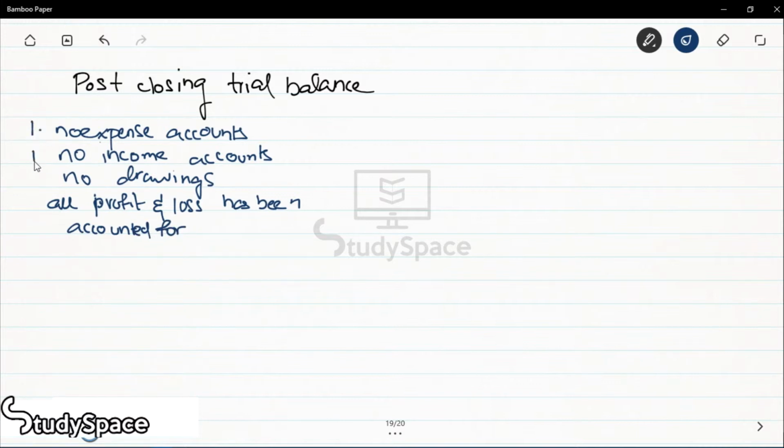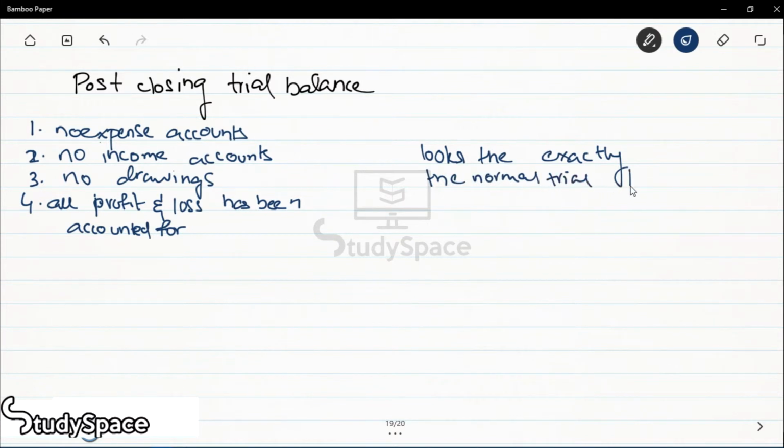So a post closing trial balance looks exactly like an adjusted trial balance or a normal trial balance. The only differences are the ones that have been mentioned here, and the formats and everything else is exactly the same. The only reason we create a post-closing trial balance is to show balances after accounting for profit and loss and closing temporary accounts.